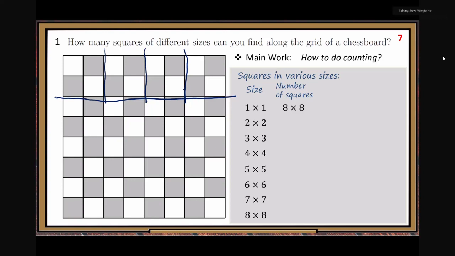That means, how about this 2 by 2 square? Is it legal? Legal, right? How about this 2 by 2 square? Also legal, right? All right. So now we allow overlapping, so we can have more squares. All right. So here, let's do the counting in this way.